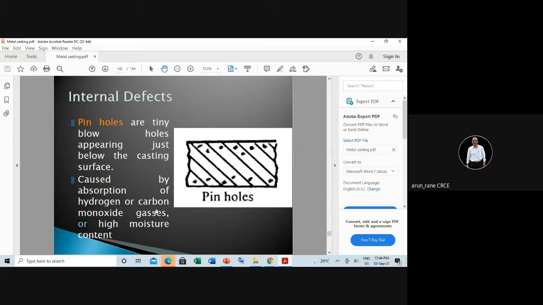The reason for formation of pinholes is absorption of hydrogen or carbon monoxide gases or moisture content. If the moisture content is more, then also pinholes are formed.